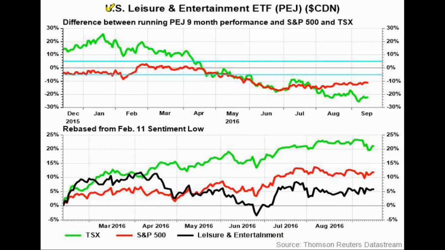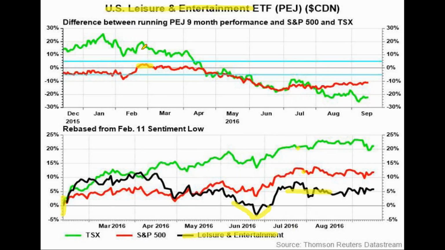So here we have the US ETF, which has the leisure and entertainment stocks. We're talking Disneyland, that kind of thing. Netflix, movie theaters, Hollywood, filmmaking, etc. So here, from the last sentiment low, when the sentiment low in the US market was on February 11th, that's where things bottomed. And from that point onward, we see the leisure and entertainment ETF has been underperforming quite considerably both the US and the Canadian stock market.